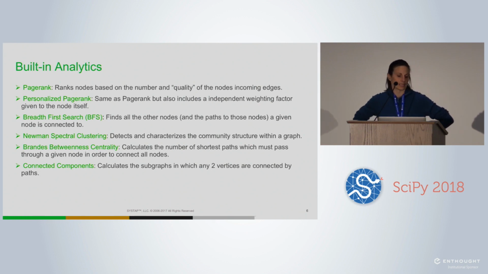And then we have a betweenness centrality analytic. So betweenness centrality ranks the nodes based on the centrality of the node, so how central it is to the graph. And specifically, we did an implementation of Brandes' algorithm. In order to determine the centrality, we calculate the number of shortest paths that must pass through a given node in order to connect all the nodes of the graph. So a node that had the most shortest paths through it would have the highest centrality.